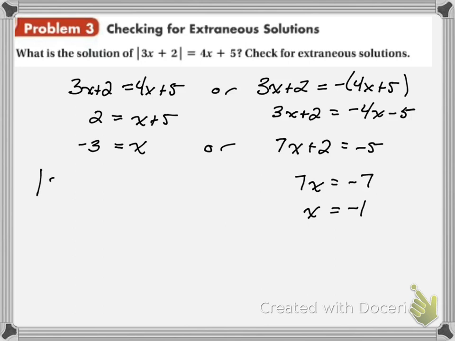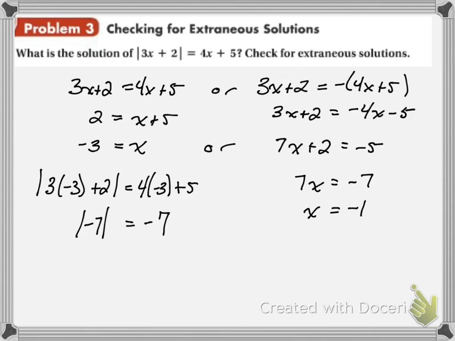Does the absolute value of 3 times negative 3 plus 2 equal 4 times negative 3 plus 5? I'm not even going to mess with the absolute value. Go ahead and put this in my calculator. I'm going to end up with negative 7. When you do this, you end up getting negative 7 too. Just punch it in your calculator. Is the absolute value of negative 7 equal to negative 7? And you know that can't be true, because when you take the absolute value of a number, it can't be a negative distance from 0.